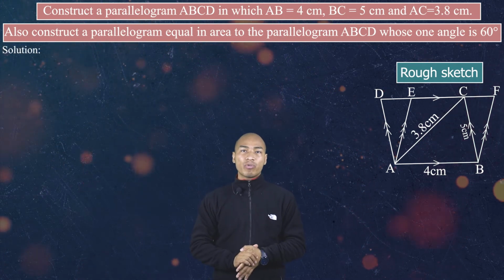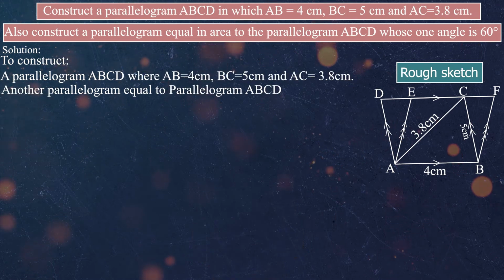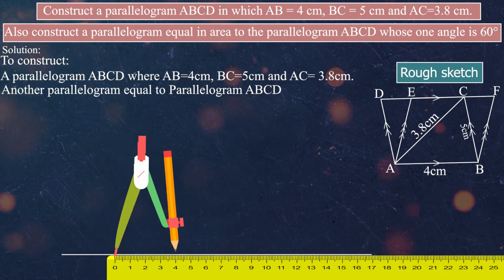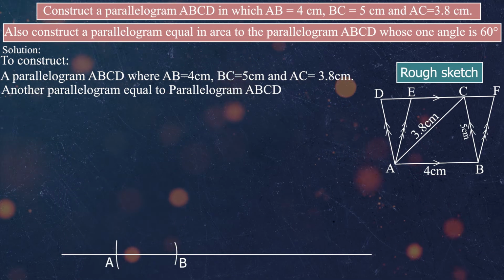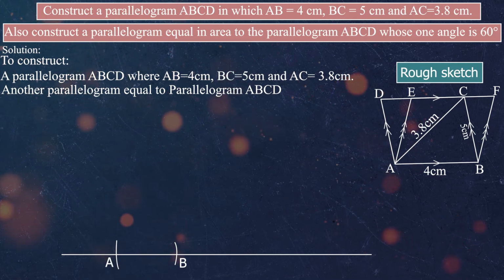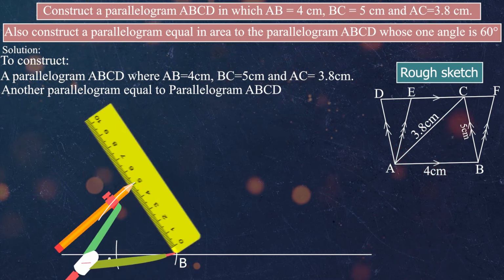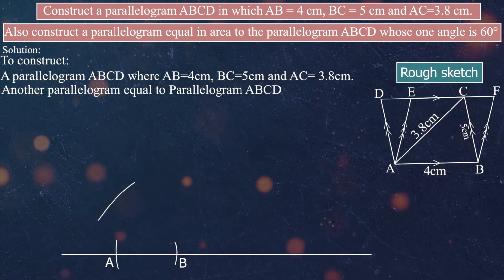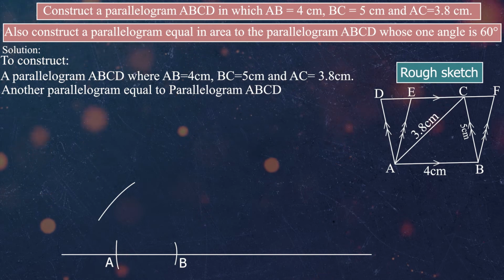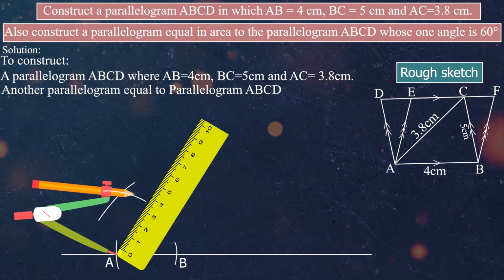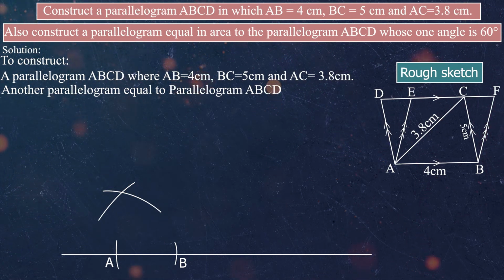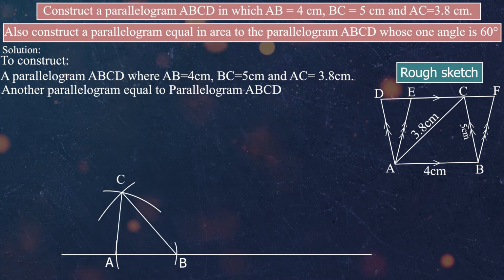Now let's begin to draw the real one. First, we draw a base like this. Then draw BC, but we don't know the position of C, so we draw an arc. We are given the diagonal AC. So let's draw an arc from A of 3.8 cm, and now we have got another vertex, C.